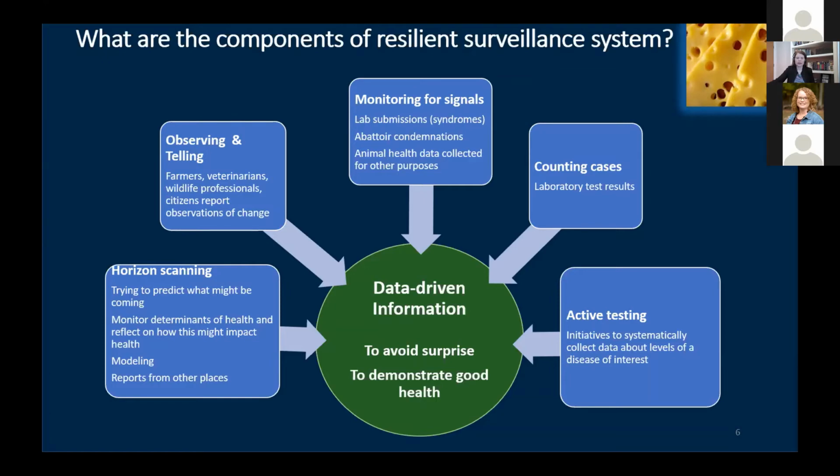And finally, active testing is purposefully testing animals for a disease of interest using a well-defined sampling plan. The National Bovine Spongiform Encephalopathy, or BSE program, would be an example of that. Active surveillance tends to be one of the more expensive components of a surveillance system, so we need to be careful about how we're deploying it, making sure we're using it effectively and efficiently.